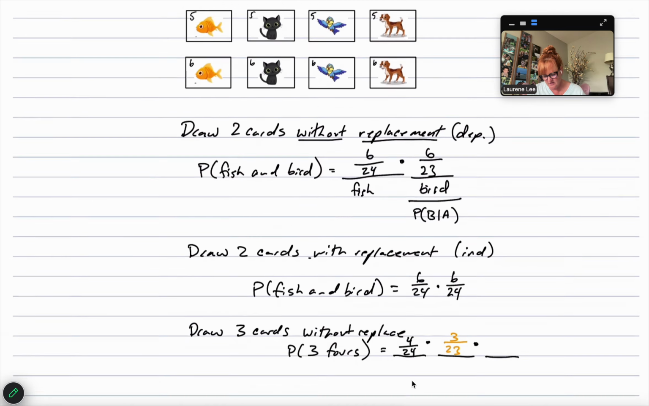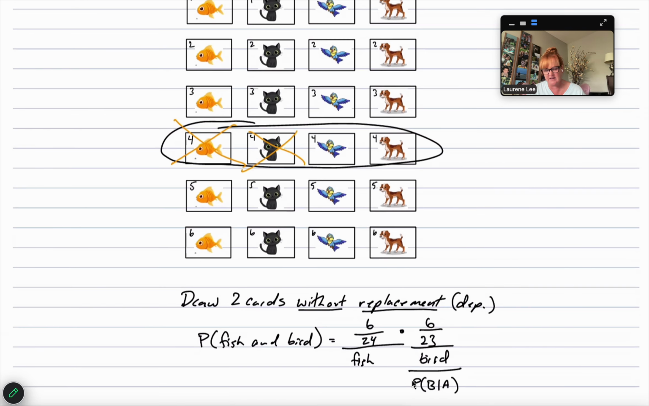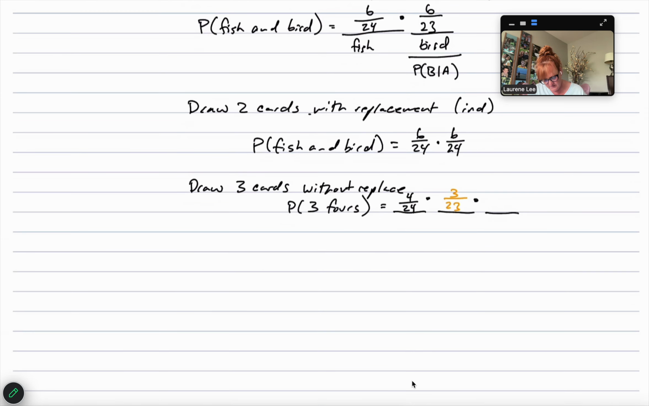Now what happens then, I get one of these. I get that 4, I cross it out. Now how many are there for my third? There's only 2 left. So now I'm going to build a fraction that says 2 out of, and the total changed again. I pulled one out, so now I'm at 22. All right, so you can kind of see how this is working and how you're building these fractions. When it's in fraction form, often you're building it yourself.